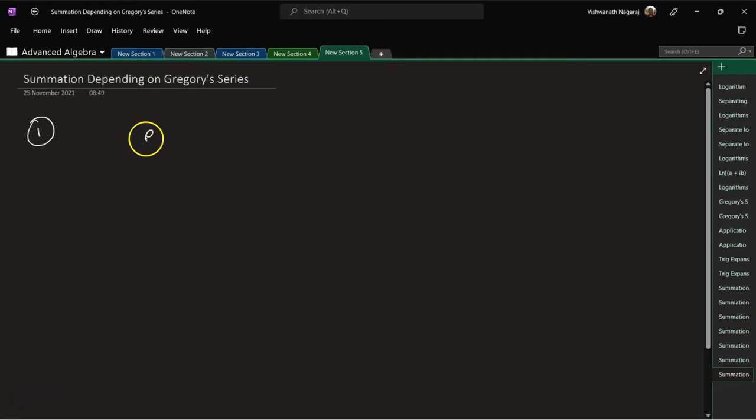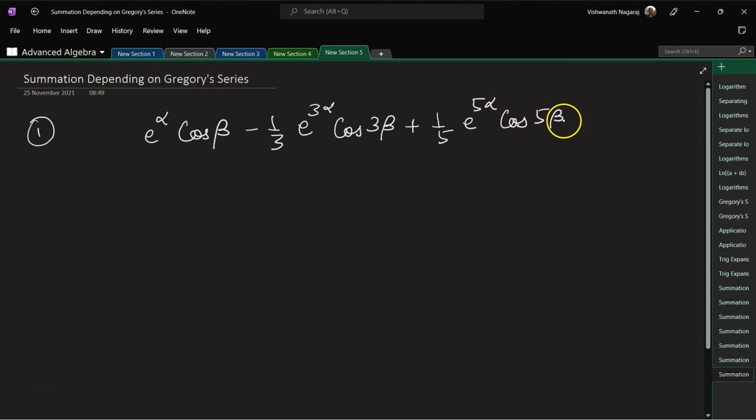Let's say we are given e to the power of alpha cos beta minus 1 by 3 e to the power of 3 alpha cos 3 beta plus 1 by 5 e to the power of 5 alpha cos 5 beta minus and on and on. So again, this would be your cosine series, that is C equal to.